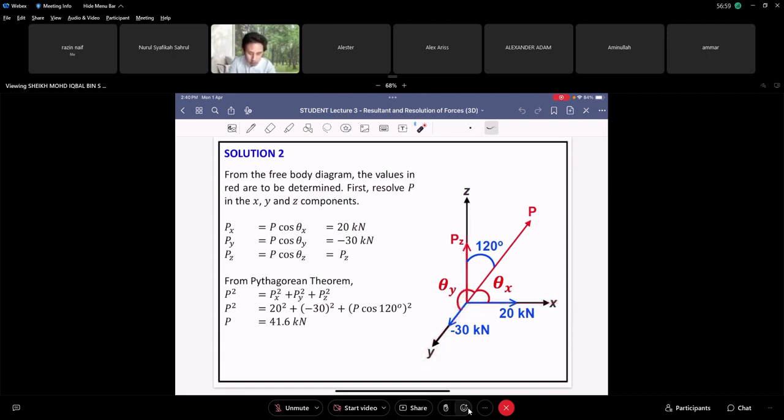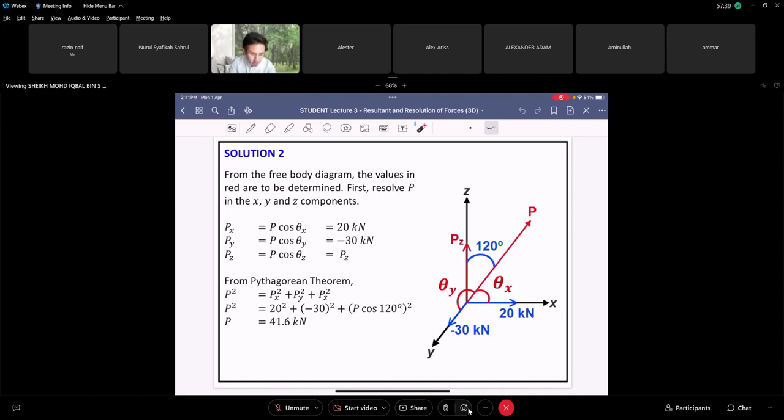Okay. So the blue color here is already given, and the red color one is what you need to find. Okay. So a force P is given and you need to resolve it. So draw one force in the x direction, second force in the y direction, and the third force in the z direction. Okay, once you draw that, you need to find all the unknowns, which is the red color here.